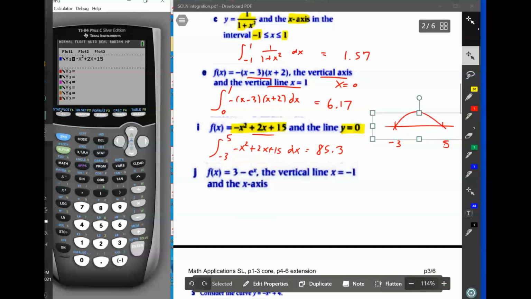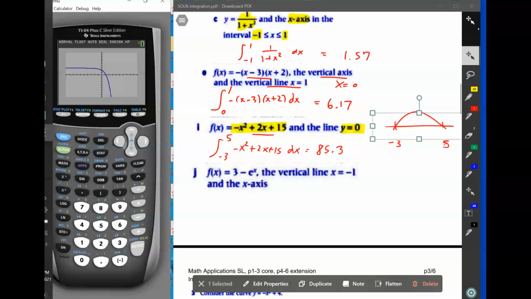Now, maybe we don't remember what this looks like. This was a long time ago that we did exponentials. 3 minus e to the x. Okay, and we're going to find the area between this curve and the vertical line x equals -1 and the x-axis.